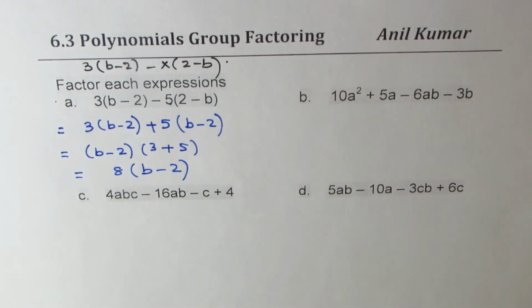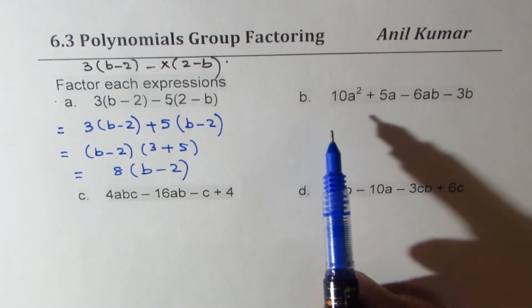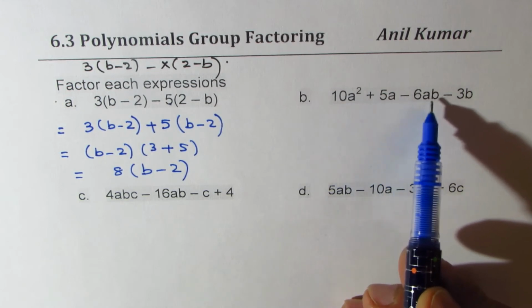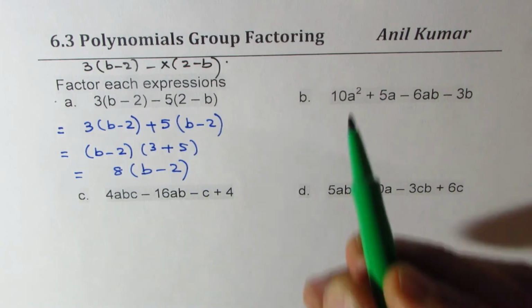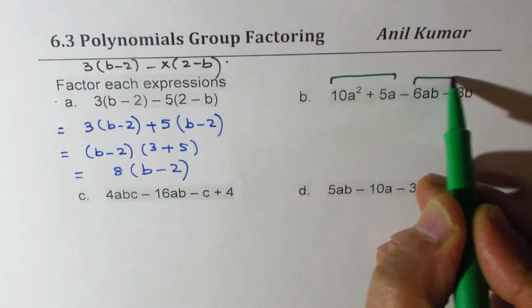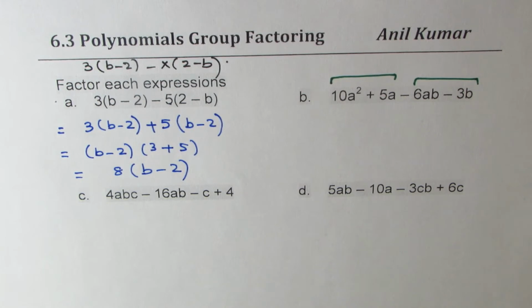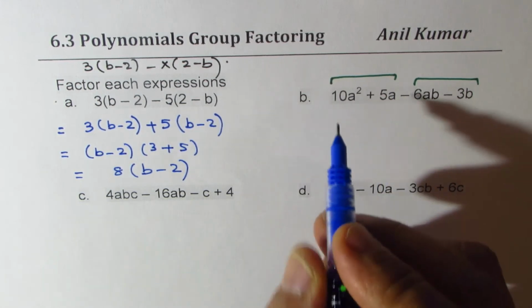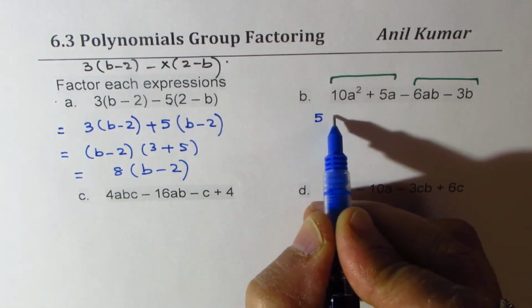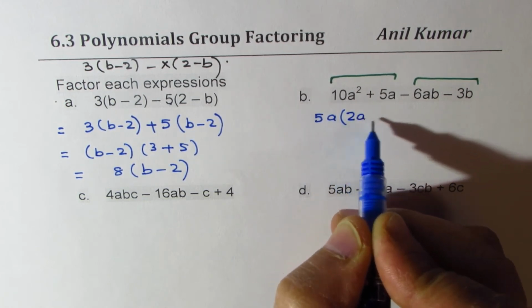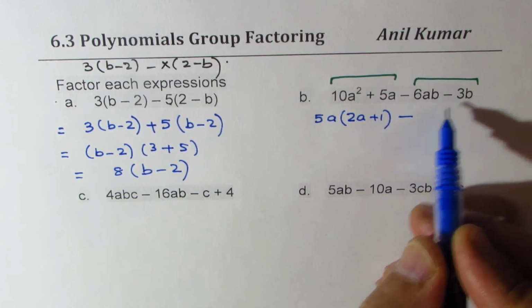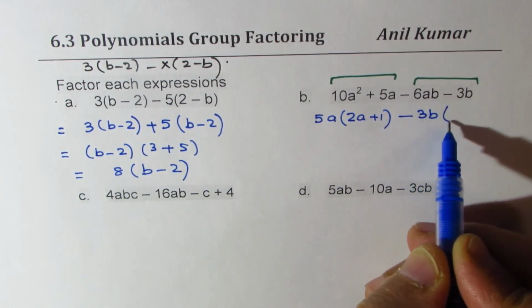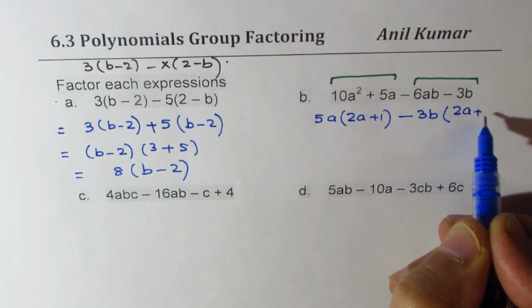Okay. Now let's move on to the second question, which is part B. How do you factor 10a squared plus 5a minus 6ab minus 3b? Now in such questions, we need to make groups of 2's. So if I make groups of 2's, then what do I get? I get 5a common from the first 2. So that gives me 2a plus 1. And here I have 3b common, minus 3b if I take out, then I again get 2a plus 1.